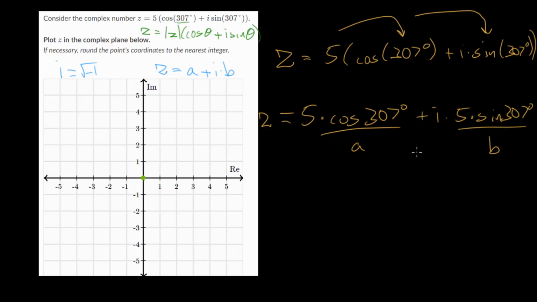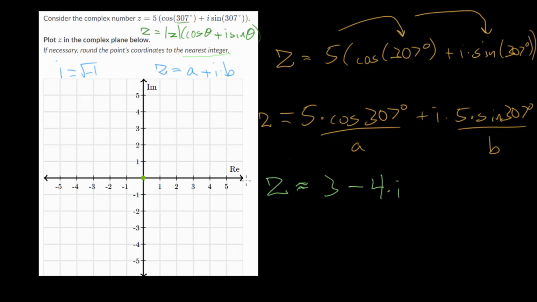And at this point, we will need to use our calculator. Make sure your calculator is in degree mode, and we will find that 5 times the cosine of 307 is roughly 3, since we're rounding to the nearest integer. So we get 3 here. And when we evaluate 5 multiplied by the sine of 307 degrees, we roughly get -4. So this complex number z is approximately 3 minus 4 times i.